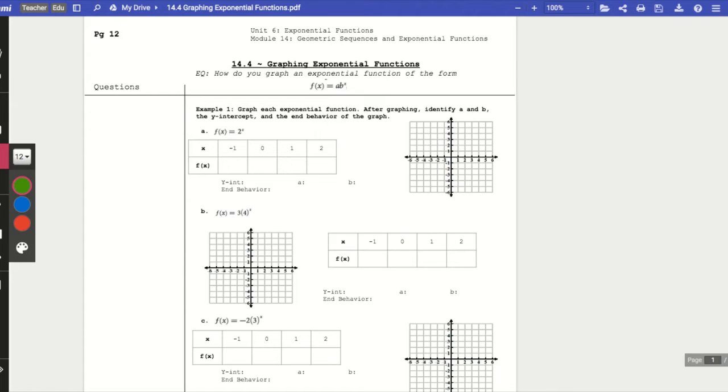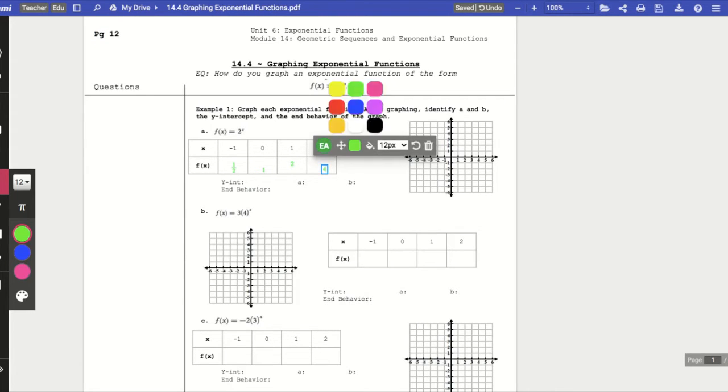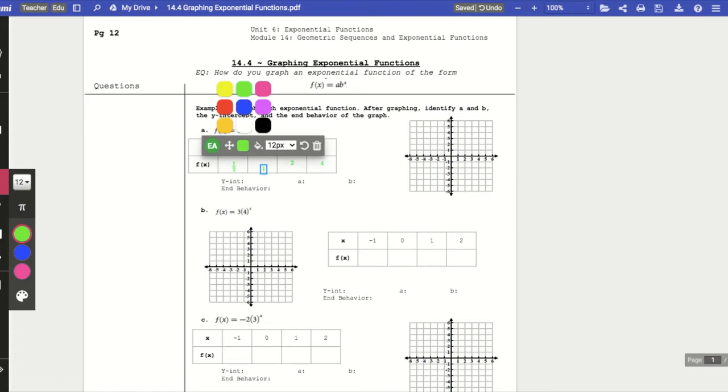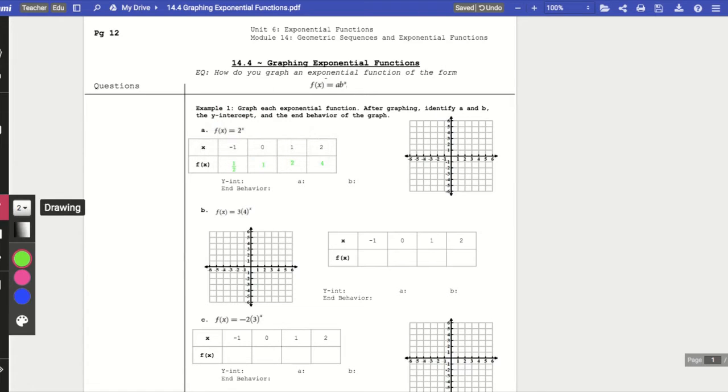Hopefully you guys have a good understanding of how we create an input-output table. So I got my input values, -1, 0, 1, 2, and my output values are whatever f of x is when x is the value in the input table. So for the first one, 2 to the -1 power is going to be 1/2. 2 to the 0 power is 1, 2 to the 1 power is 2, and 2 to the 2 power is 4. So now that I have created my input-output table, I just got to graph those points.